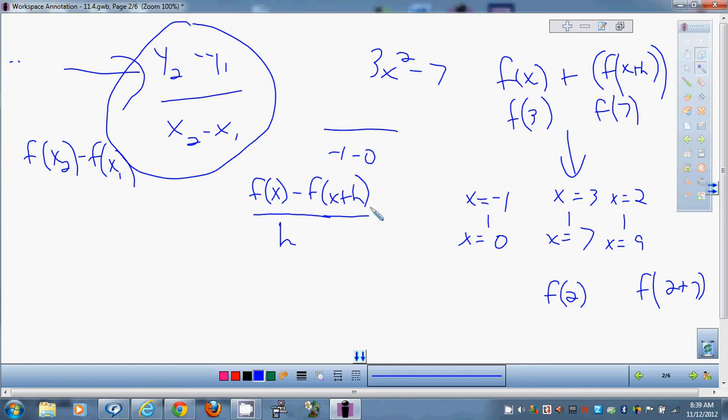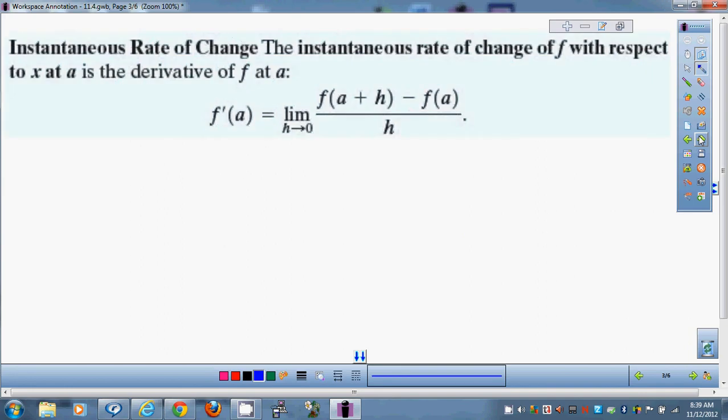Questions about where I got this? Well, who was it that said we wanted 2 points really, really close together? Is that you, Austin? If we want 2 points that are really, really close together, we want h to be as close to 0 as possible, don't we? Because the closer this number is to 0 without actually being 0, the closer our values are going to be together and give us as close a slope as possible. That is where these limits are going to come into play. This is our formula for the day.